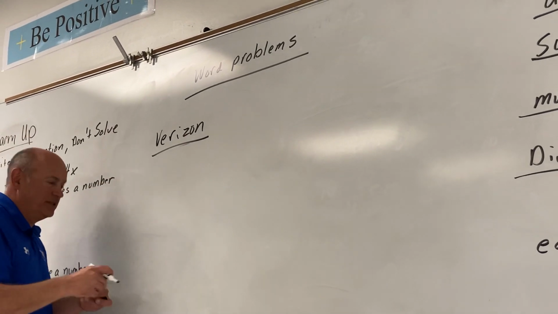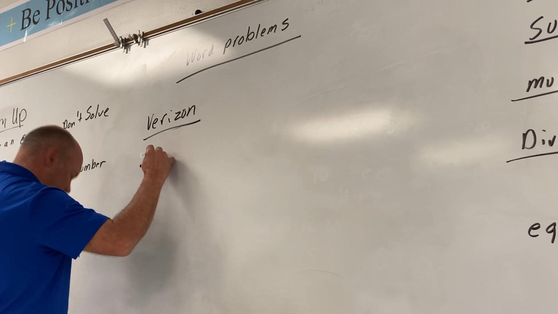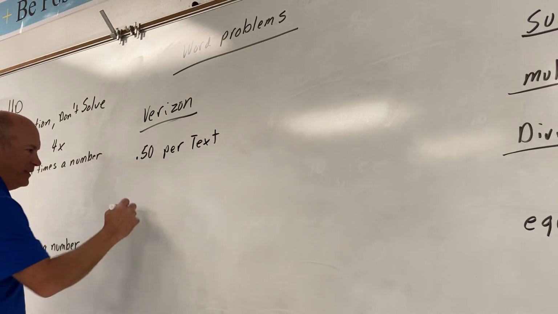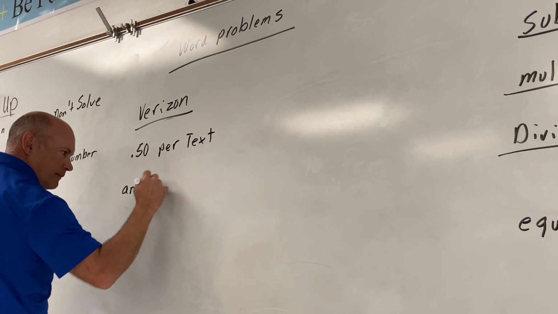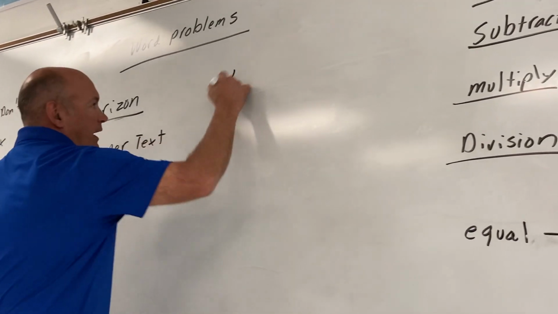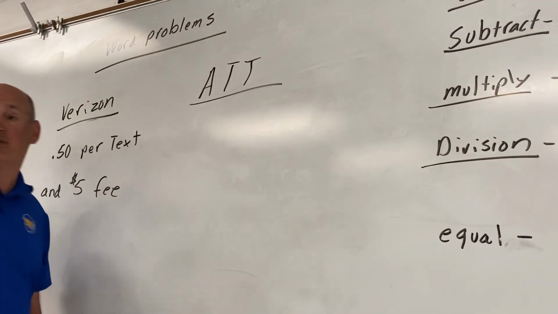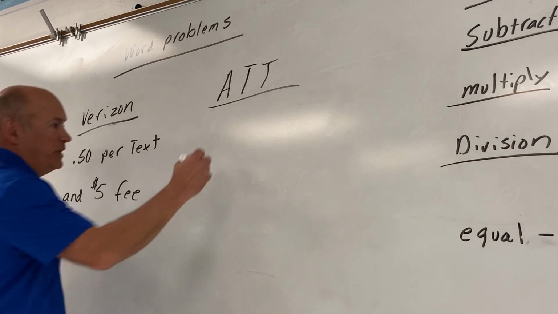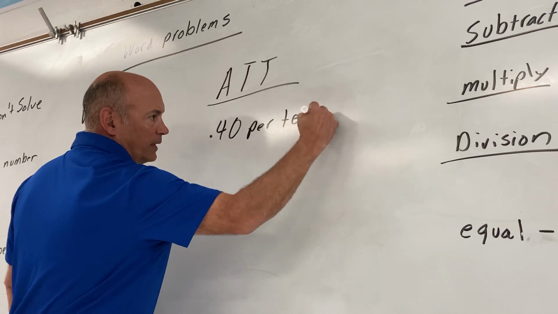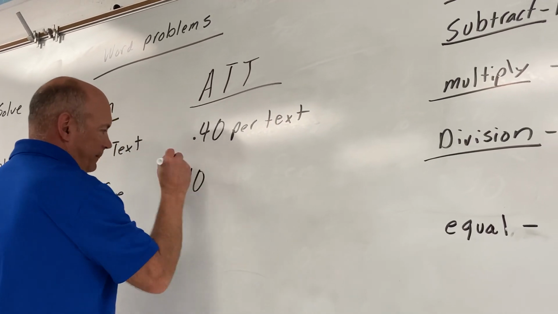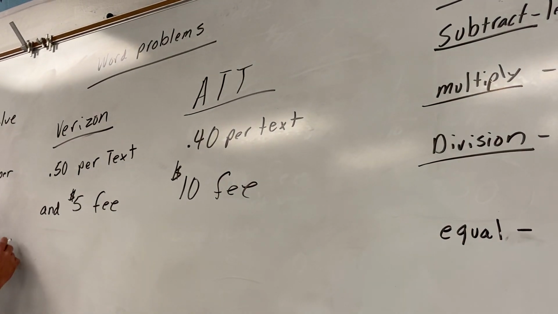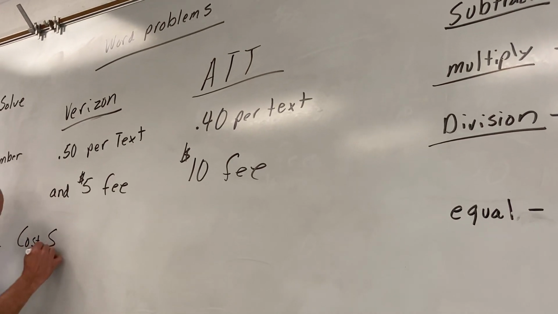But here's Verizon's price. 50 cents per text, and a $5 fee. Let's go check out AT&T. They have much better coverage in the hill country. They charge 40 cents a text, so they're a little cheaper. But they're more expensive at the beginning, $10 fee. And let's do the same question. When will they cost the same amount?